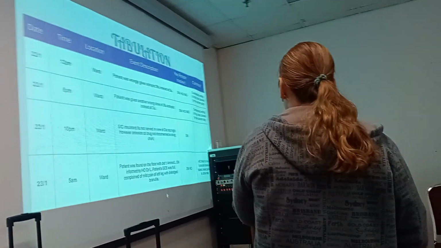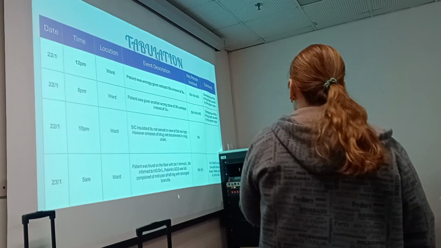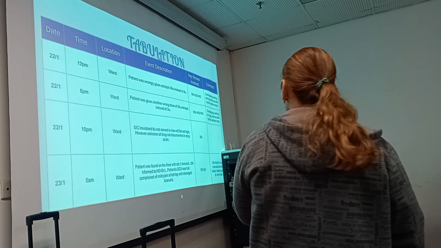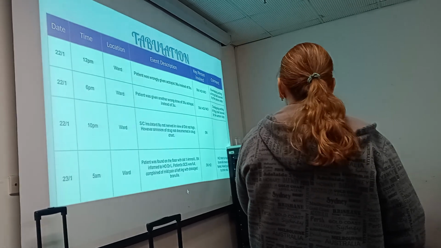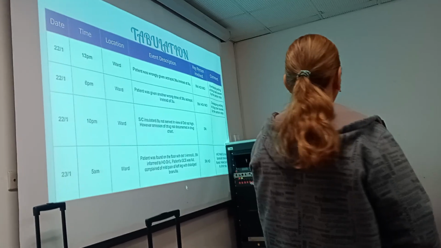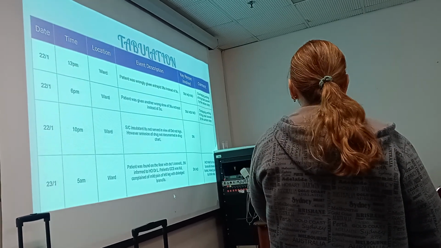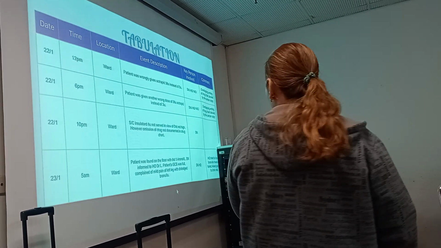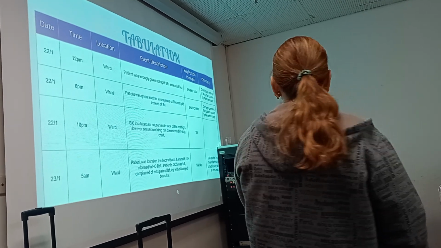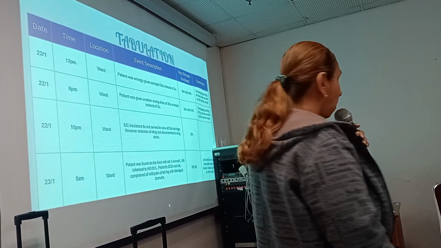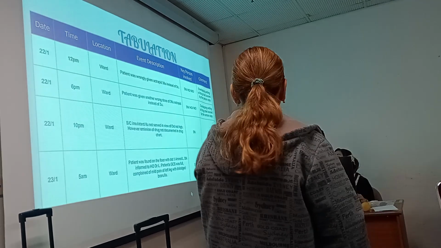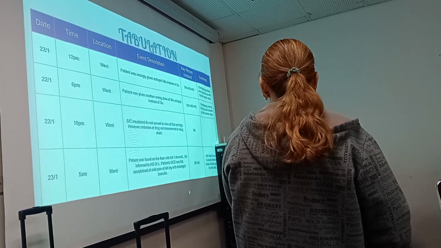At around 10 p.m., the subcut insulin was not served due to DXC being around 9 millimole. However, the omission of the drug was not documented in the drug chart. So around 5 a.m., patient was found on the floor, with DXC of 1.4 millimole per liter.